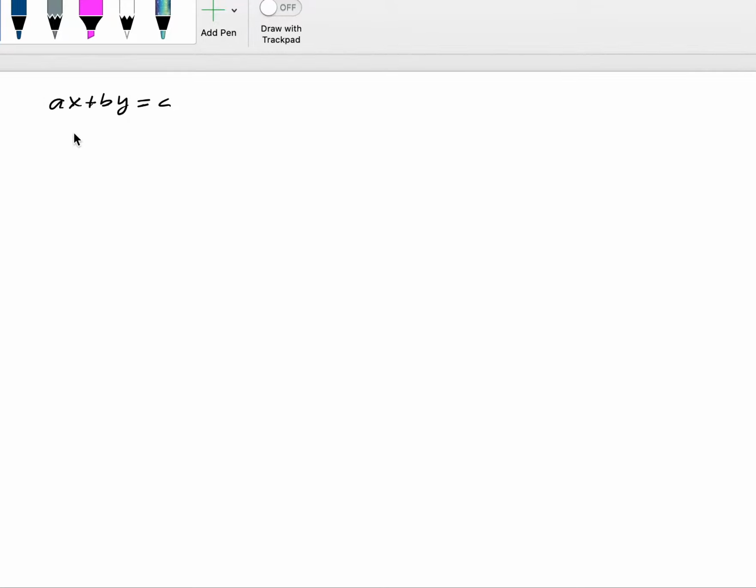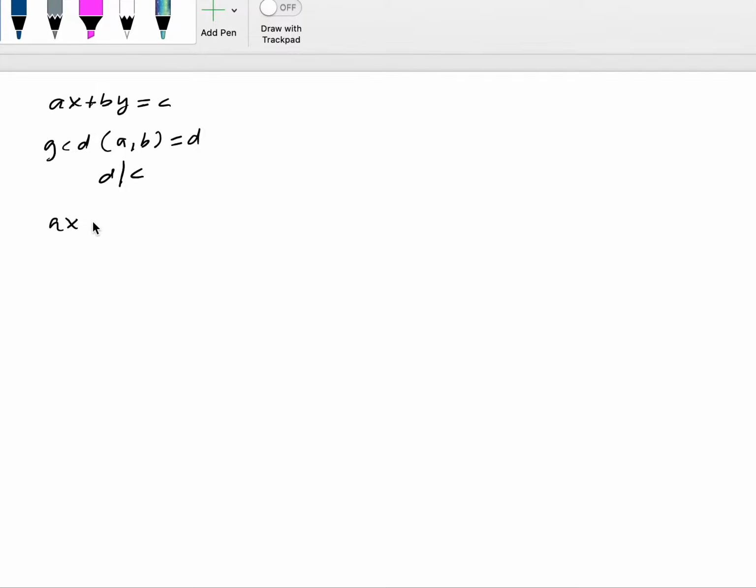Now, before we start, let's assume that the GCD of A and B is equal to some number D that divides C. Because if this is not the case, then this equation doesn't have any integer solutions. Okay, so our first observation is the following.